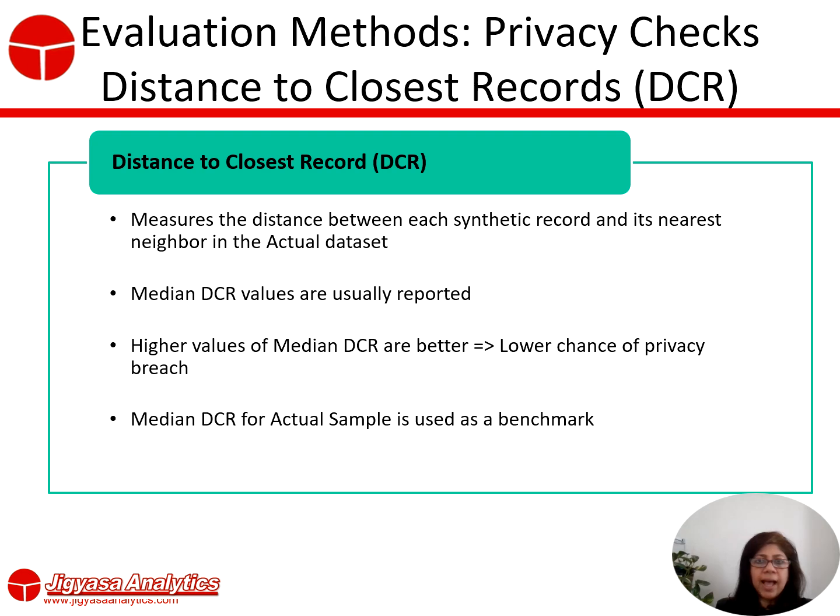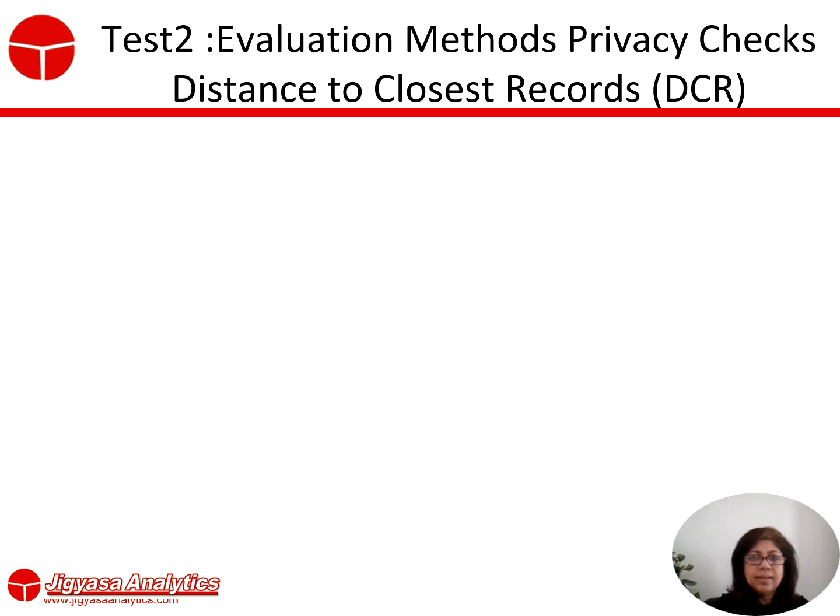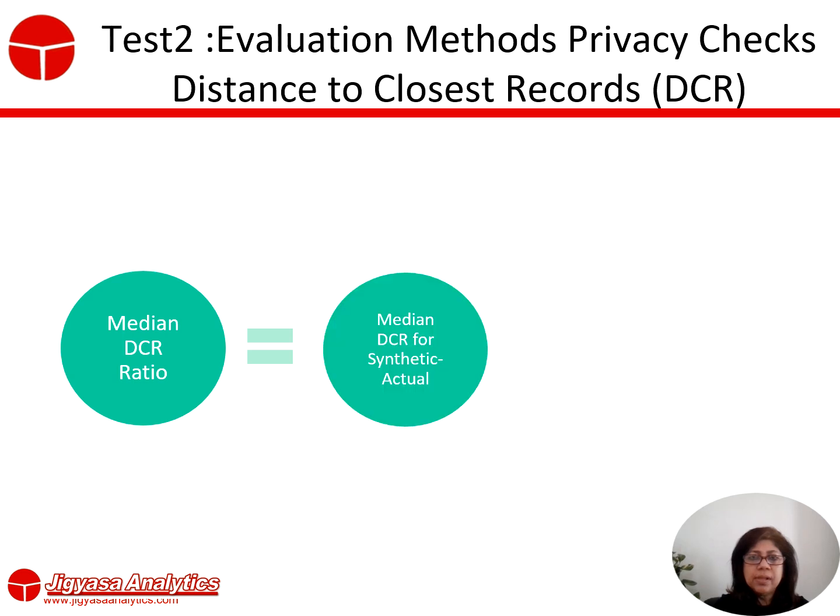For each record in the actual sample, we can also calculate the distance to its closest neighbor in the actual sample. We can therefore also obtain a median DCR for the actual sample and use it as a benchmark to compare the median DCR for the synthetic sample. Therefore, we calculate the median DCR ratio, which is equal to the median DCR for the synthetic sample divided by the median DCR within the actual sample. Higher values of this ratio are better, and ideally we would like this ratio to be greater than 1.